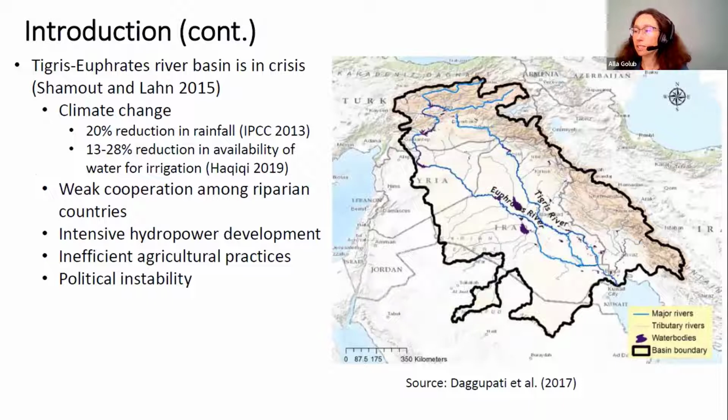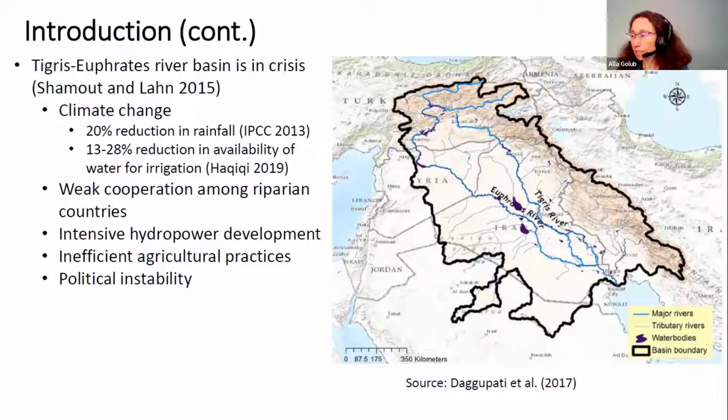The 2 rivers, Tigris and Euphrates, and their tributaries run mainly through Turkey, Syria, Iraq, and Iran. Turkey has the largest reserves of renewable water among these countries and control over the flow to the downstream countries due to the construction of dams. The situation in the basin is particularly difficult due to climate change, weak cooperation among riparian countries, intensive hydropower development, inefficient agricultural practices, and political instability.